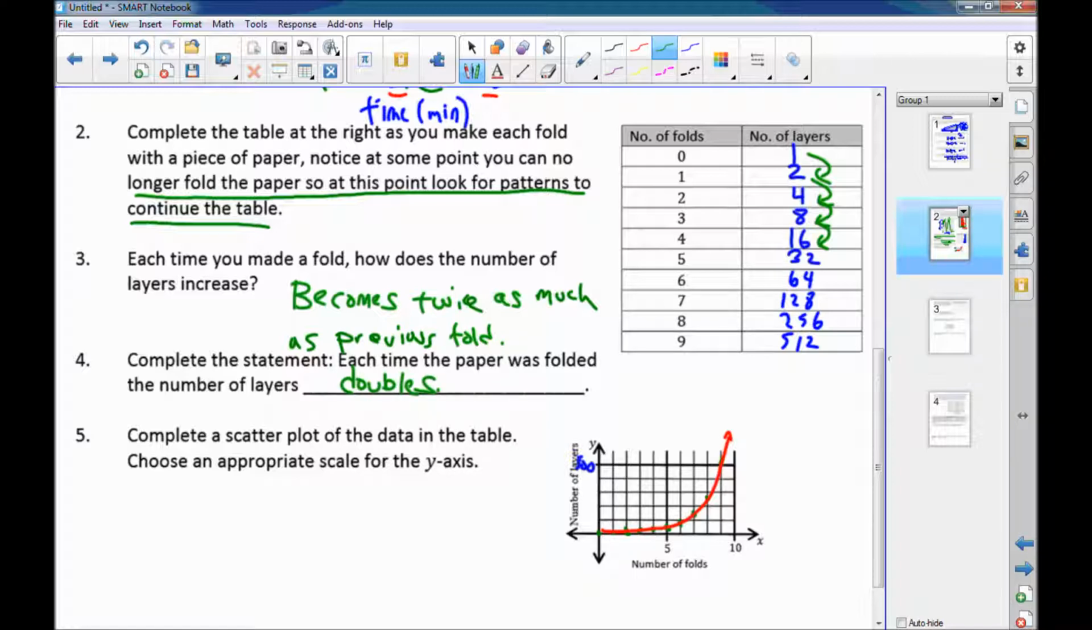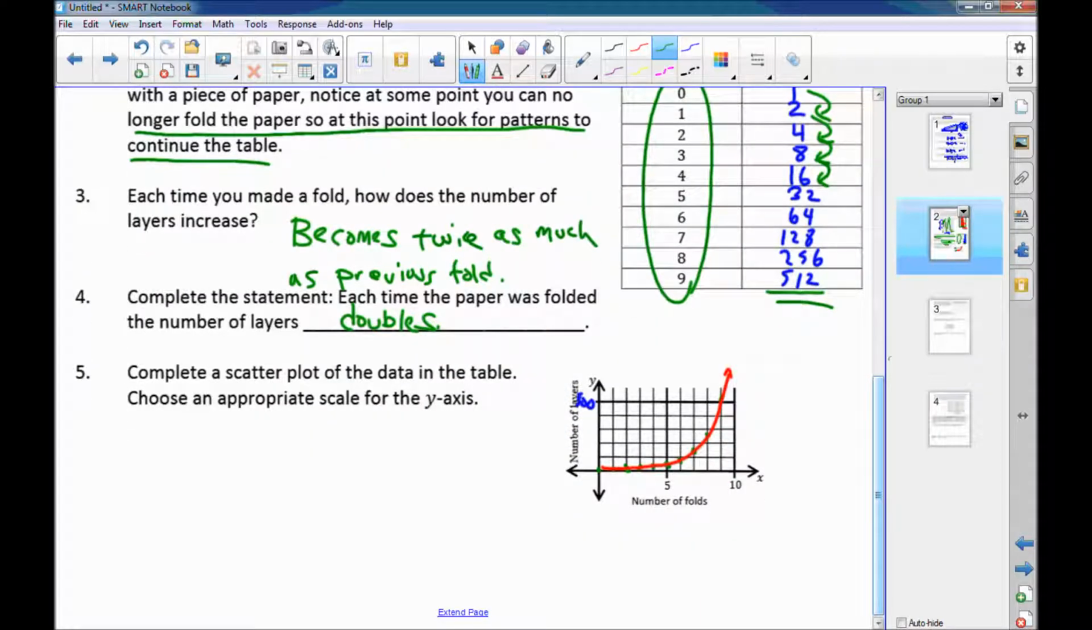All right, and then we made a scatter plot. Now here was our problem. We only did 9 folds, but the number of layers got to be more than 500. So I left the scale on the side here for the y-axis blank, and it should go 100, 200, 300, 400, 500. Okay, and then we plotted the points in green, and notice it didn't really get off the bottom of the line here until we got to about 5, and that's when we hit 32, so a little less than halfway. And then it started to really grow.